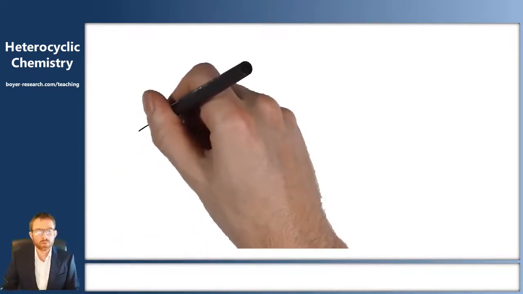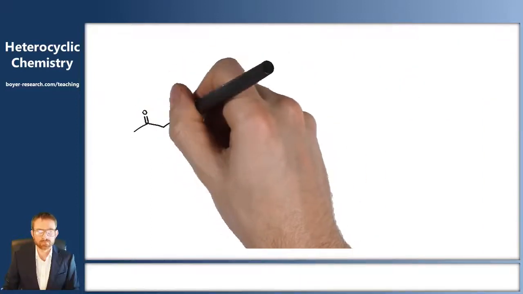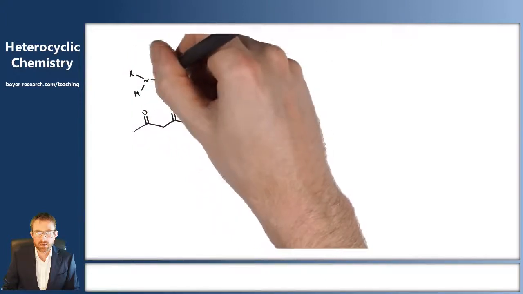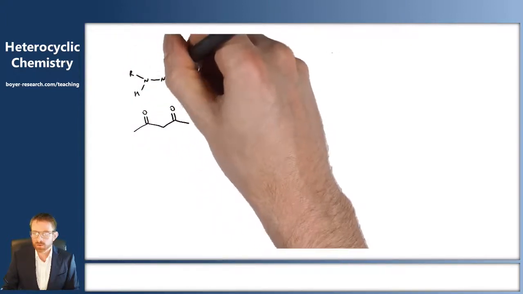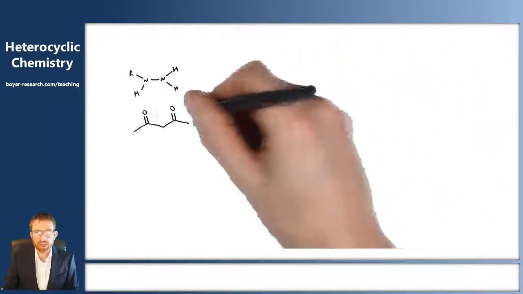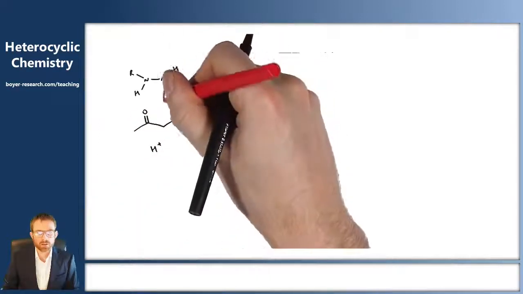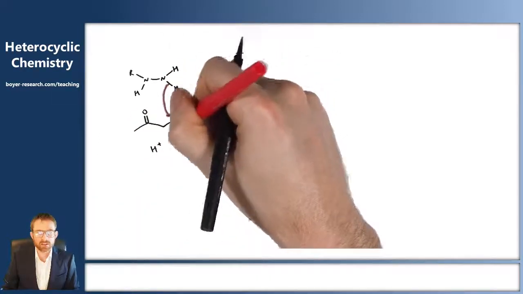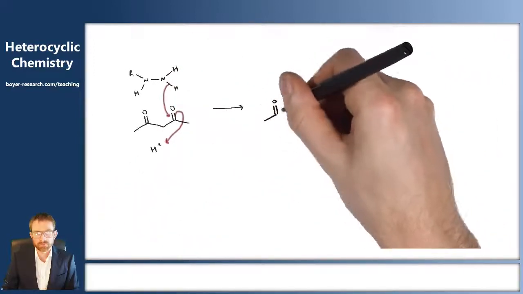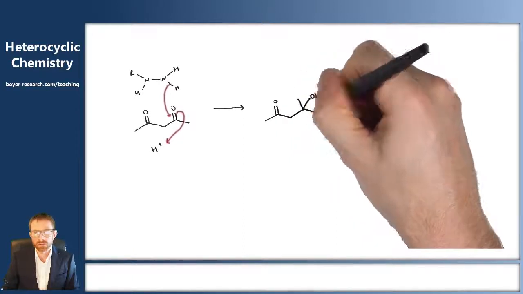So we start off with our backbone, which is our 1,3-dicarbonyl species, and our heteroatom source, which is a hydrazine. The hydrazine is very nucleophilic, and so it will attack our electrophilic carbonyl promoted by acid. This forms the first carbon-nitrogen bond that we'll need for our heterocycle.